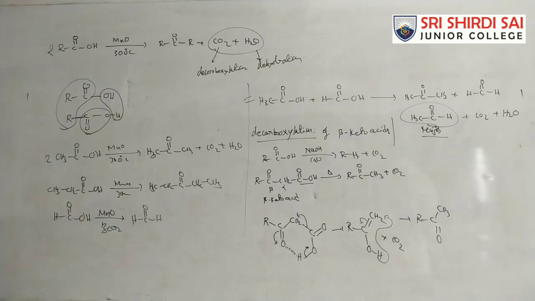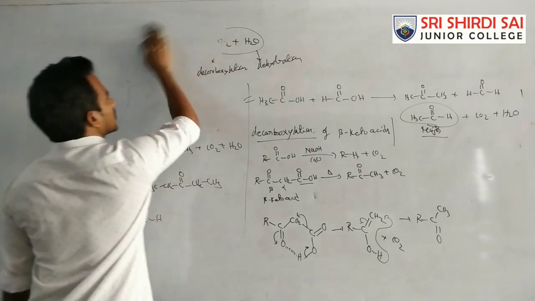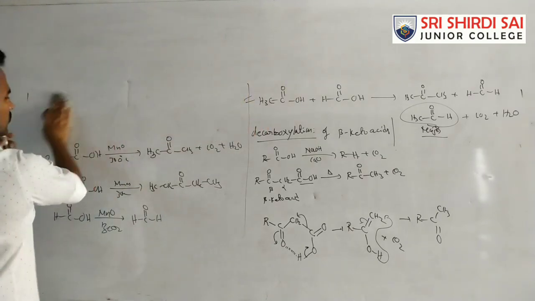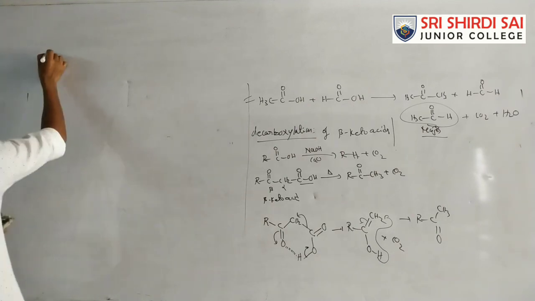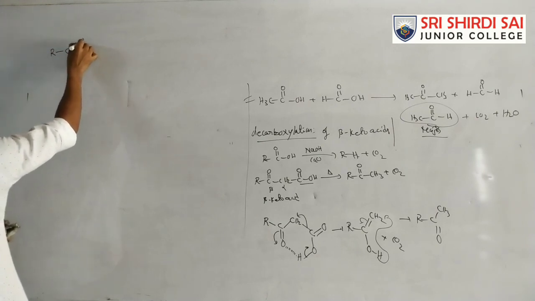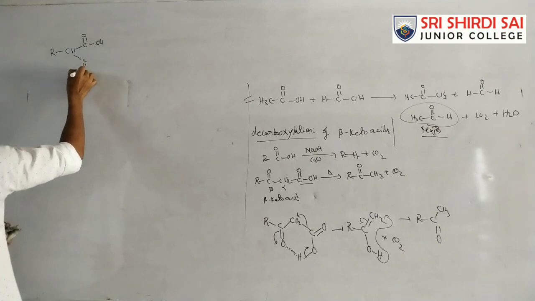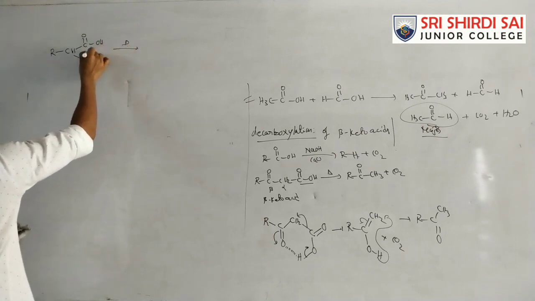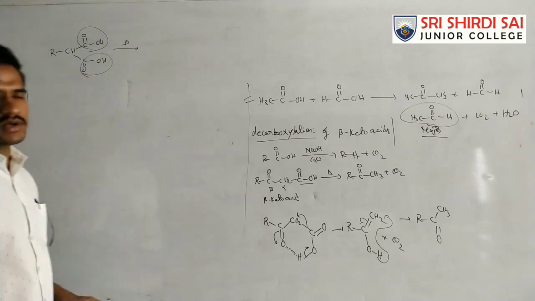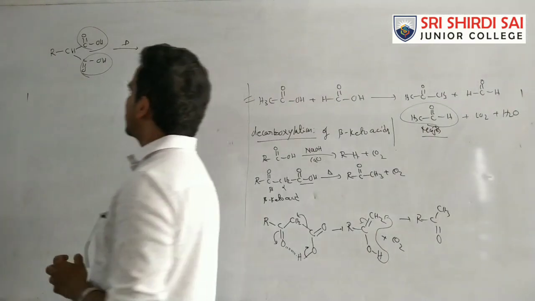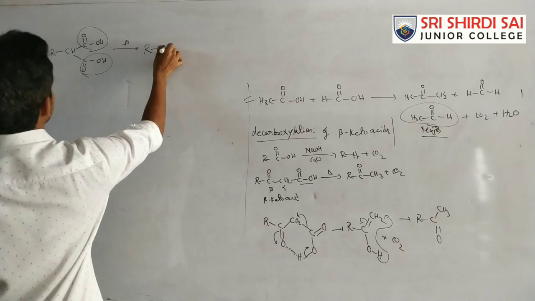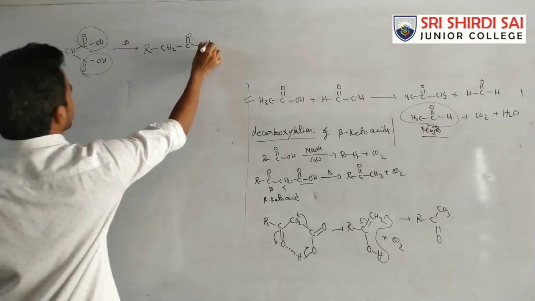And one more point, so write down this one: 1,1 dicarboxylic acids. See this one, RCH(COOH)2. Here, two carboxylic acid groups on the same carbon. This compound also, on heating, undergoes decarboxylation, plus CO2.